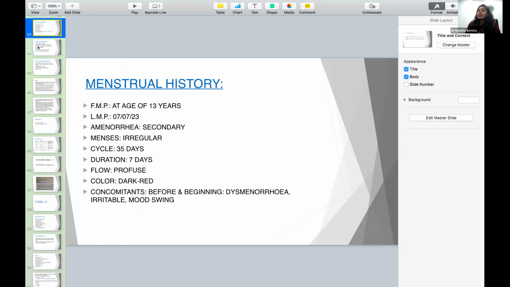Secondary amenorrhea, menses irregular, cycle 35 days, duration 7 days, flow profuse, color dark red. Concomitant before and at the beginning of menstruation, there is dysmenorrhea, irritability, and mood swings.